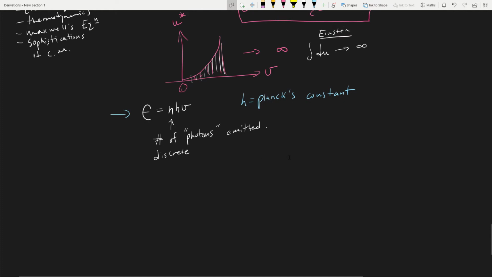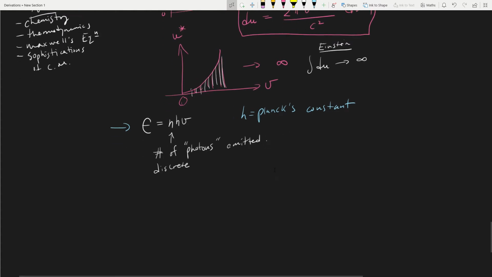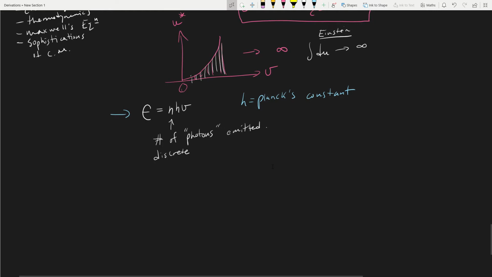So this is a fascinating result in physics, and many attribute the birth of quantum physics to this very important theoretical result, along with other things like the photoelectric effect.